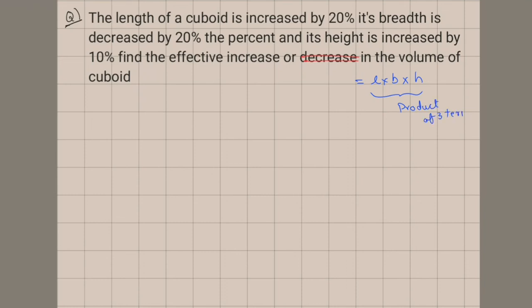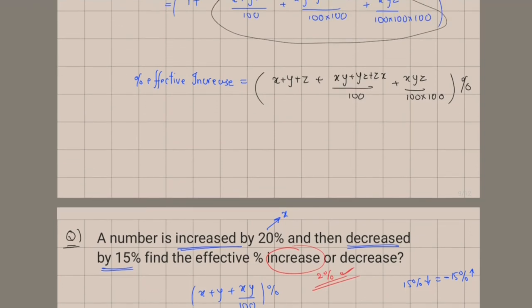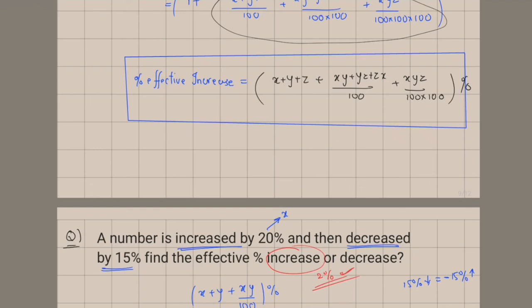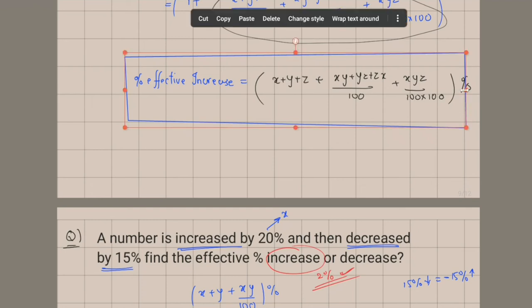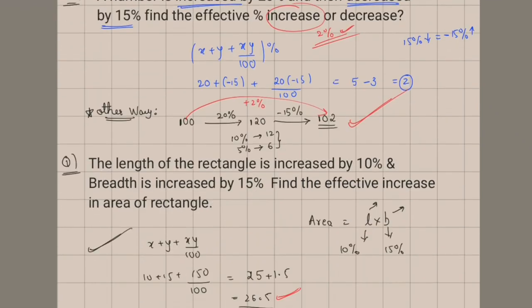So what is x here? 20%. What is y here? Minus 20%. You can just write 20 minus 20. What is z here? 10. If you substitute x, y, z in this formula, you will get the answer. But it takes a lot of time because you need to substitute x, y, z in this complex formula. So I suggest you not to follow this formula when 3 terms are given.